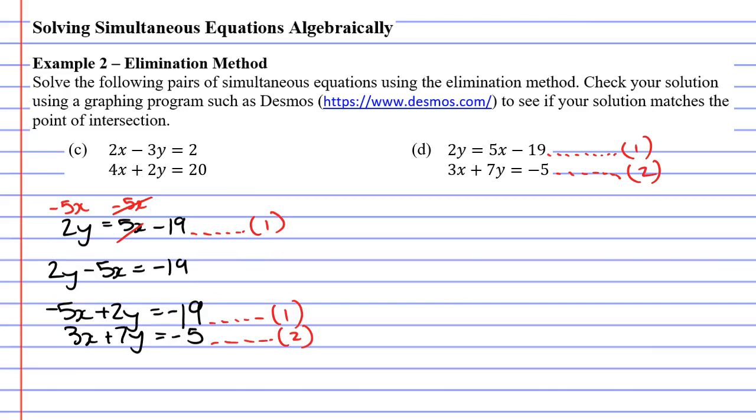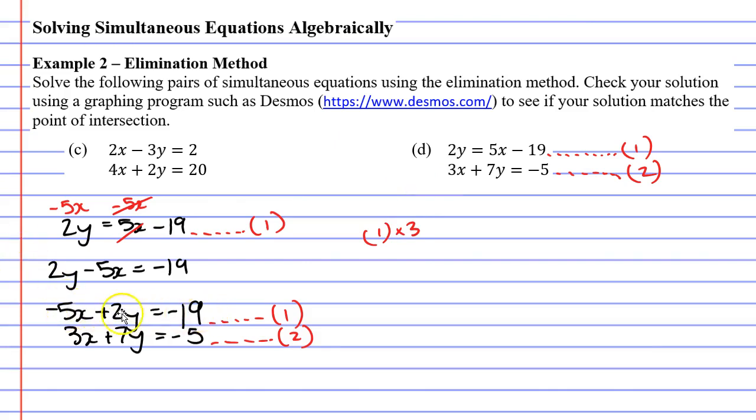So what am I going to do? Well, I think I'm going to make the x's the same. I'm going to focus on that. And the way I'm going to do it is I want to multiply my 5 by 3, because that'll make 15. And I'm going to multiply my 3 by 5, because that will make 15. I've got to make them both 15. I'll start by taking equation 1 and multiplying it by 3.